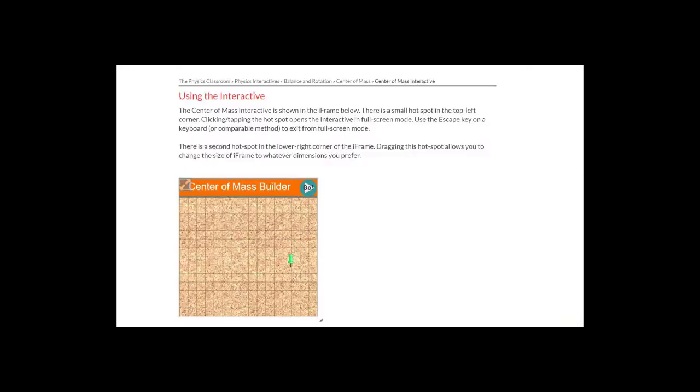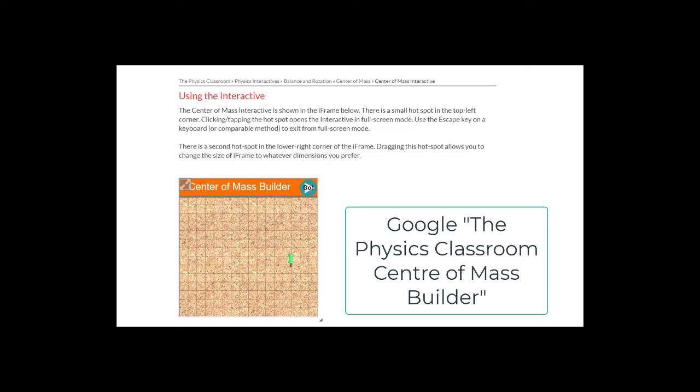If anyone wants to extend their learning, Physics Classroom has a great center of mass builder where you can build any shape you please, and it will help you find its center of mass point.